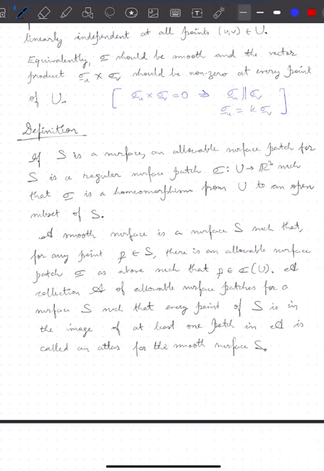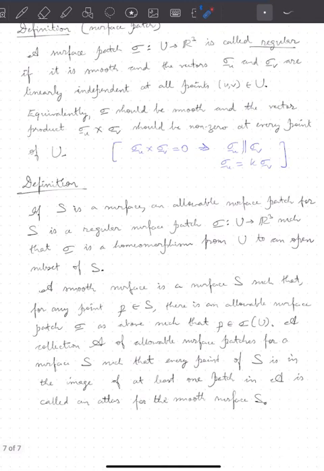So the definition is quite long. Let's go again point by point. Say we have already defined what a regular surface patch is, and we also know what a surface patch is. Now, say S is a surface. Here we are talking about what we mean by an allowable surface patch for S. It is a regular surface patch such that sigma vector is a homeomorphism from U to an open subset of S. So that is clear. An allowable surface patch implies that the patch should be a homeomorphism from U to an open subset of S.